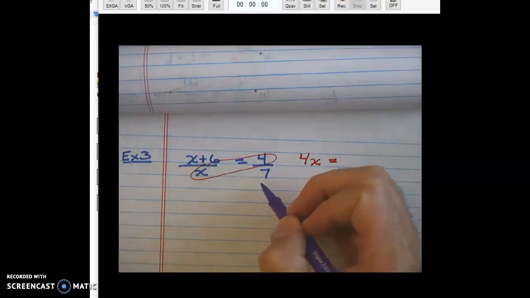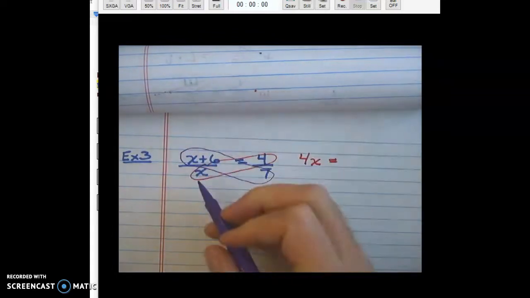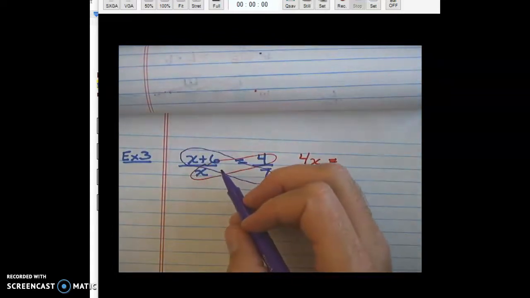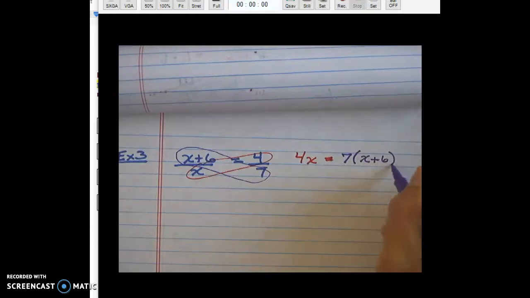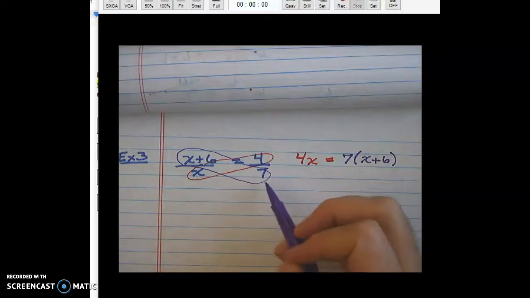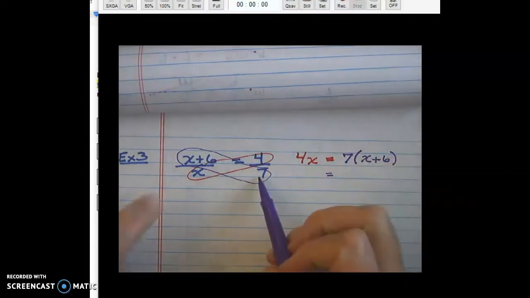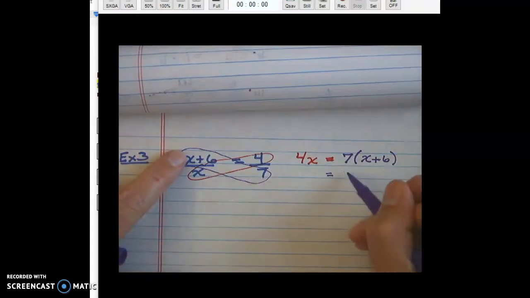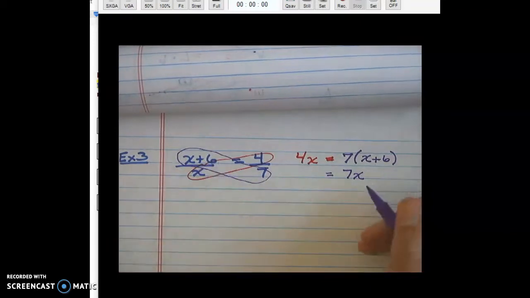Now here I've got to be careful because who am I multiplying by 7? It's not just the x and it's not just the 6. It's both of those. So when I write that, I'm going to write out 7 times the quantity x plus 6. Now if you understand what we're talking about there, you could multiply these and put that answer right here. So you could have just gone, well, I know 7 times x is 7x, and 7 times 6 is 42.